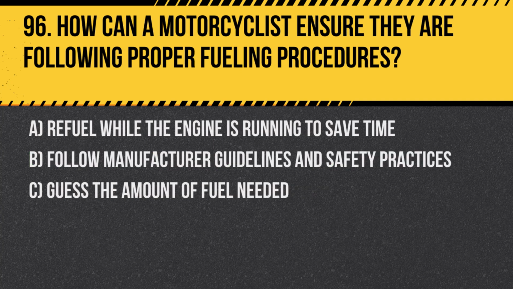Question 96. How can a motorcyclist ensure they are following proper fueling procedures? A. Refuel while the engine is running to save time. B. Follow manufacturer guidelines and safety practices. C. Guess the amount of fuel needed. Answer: B. Follow manufacturer guidelines and safety practices. Proper fueling procedures are important for safety and efficiency.